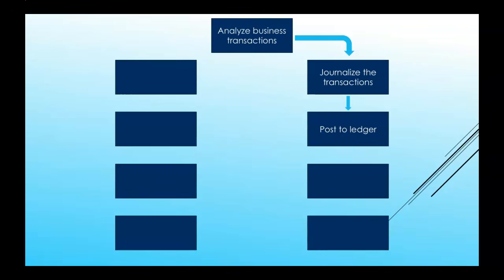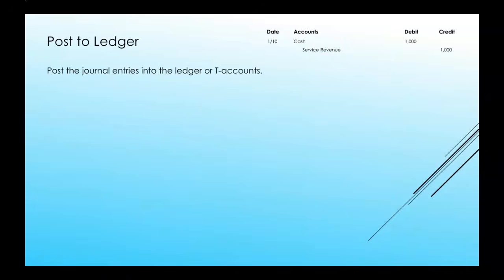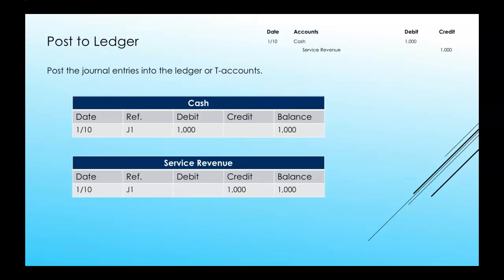After you journalize your transactions, you can then post them to a ledger or to T accounts. Let's first talk about a ledger. So a ledger would look like this. You'd have your account, cash, and then the date of the transaction. Then the reference column, this shows which page in the journal that journal entry's in. So we're just going to assume that it's the first page of the journal, or J1. And then we show that we debited cash $1,000. And then we have to update our balance, because in a ledger, we keep a running balance for every single account.